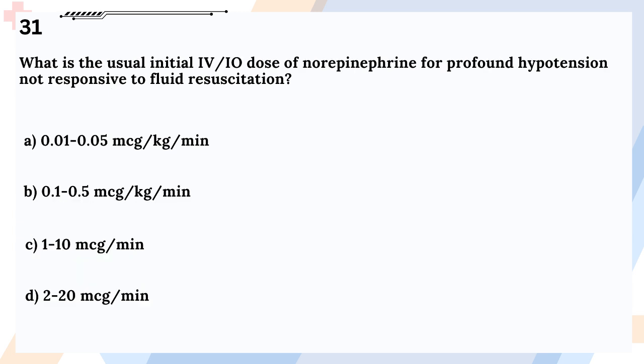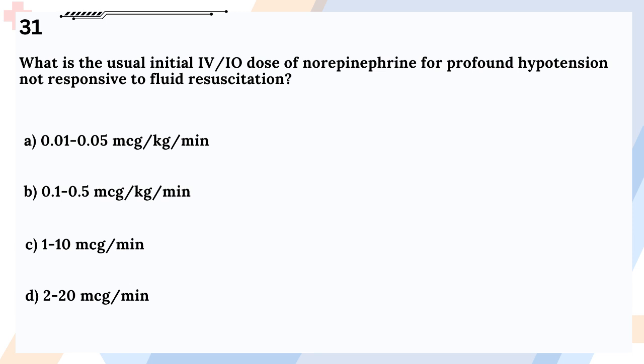Question 31. What is the usual initial IV/IO dose of norepinephrine for profound hypotension not responsive to fluid resuscitation? A. 0.01-0.5 mcg/kg/min. B. 0.1-0.5 mcg/kg/min. C. 1 to 10 mcg/min. D. 2 to 20 mcg/min.